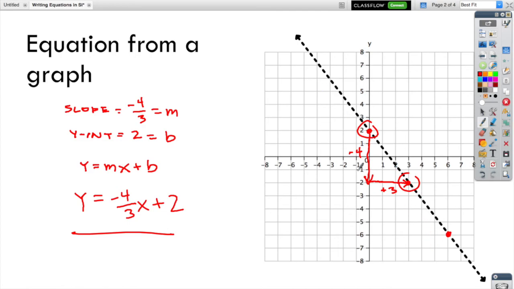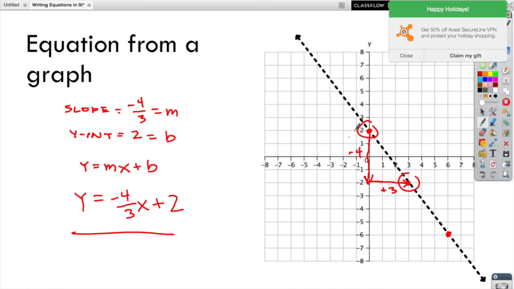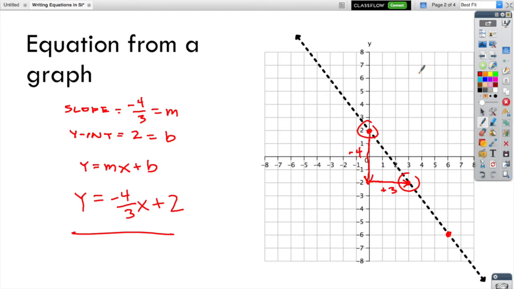And as you can see, it's literally the reverse process of what we've done before. We go from the graph, we find our y-intercept and our slope. We then take those numbers and plug them back into the equation, and that gives us the slope-intercept form of the linear equation that goes with this visual. All right, so that's one thing we're going to try on today.